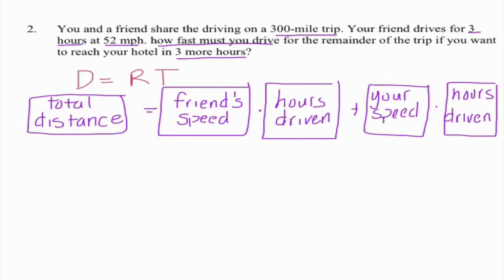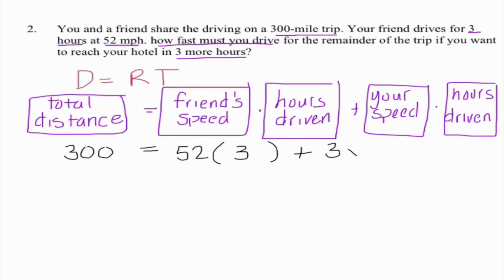So let's go ahead and substitute in the information that we know. We know that the total distance is 300 miles. Your friend drove at 52 miles per hour for 3 hours. And a quick note that I just want to point out, since it is talking about the rate in terms of hours, my time also needs to be in terms of hours. So if it was in terms of minutes, I would need to convert it into hours. Plus, your speed, that's what we don't know, that's what we're trying to find out, times the hours driven.